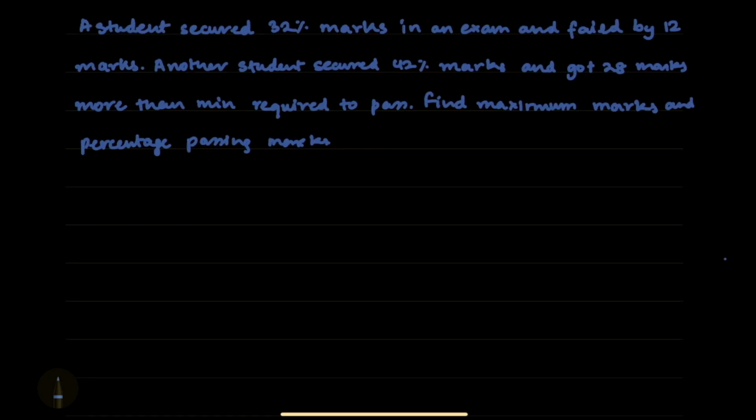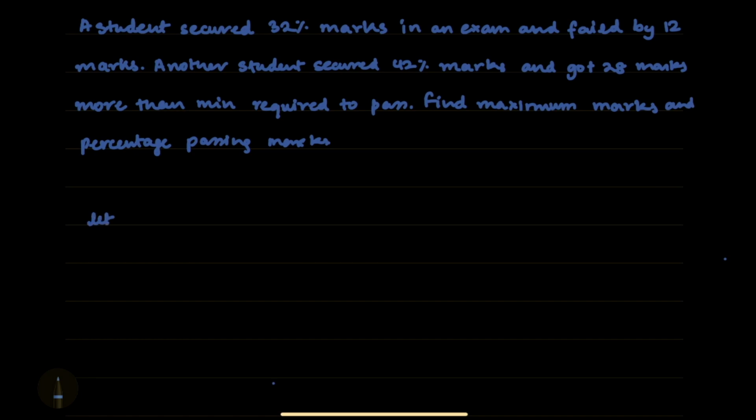Let's look at another word example. This will be a bit different, and it will include a bit of algebra as well. Okay, so in this question, there are two students in this examination who have prepared and given the exam. First, student A secures 32% marks in the exam, and that student fails. Student B is able to secure 42% of the marks and has got marks that are 28 numbers higher than the required marks to pass. I need to find what is the maximum marks for this examination and what is the passing percentage.